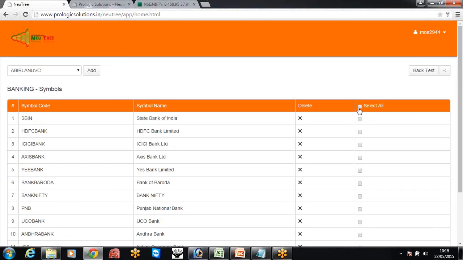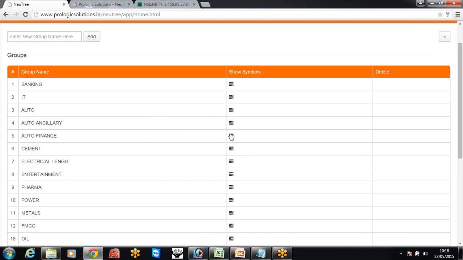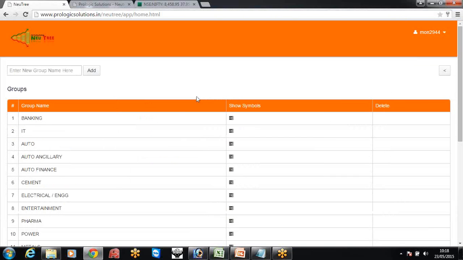What you'll have to do is click on and then select all and click on backtest. I've already done that. I will show you; it will take some time for the backtesting to happen. So I will take this particular auto ancillary. So I have auto. We have again segregated. Let me just show you the groups.